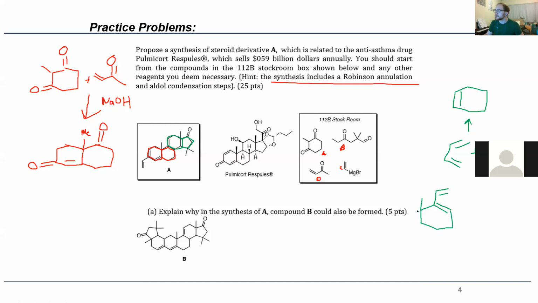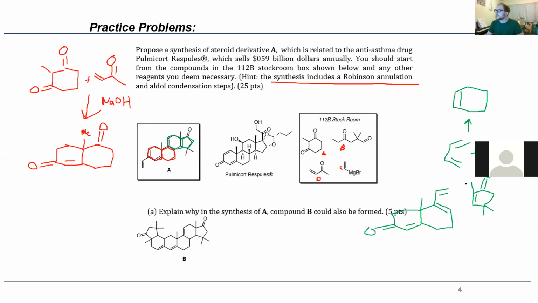Diene like this. Sorry for drawing over the words. And we might have to do something to this bottom half, like a protection or some other way to make it unreactive. And then we could react this with a dienophile like so, to form the 6,5 fused system.